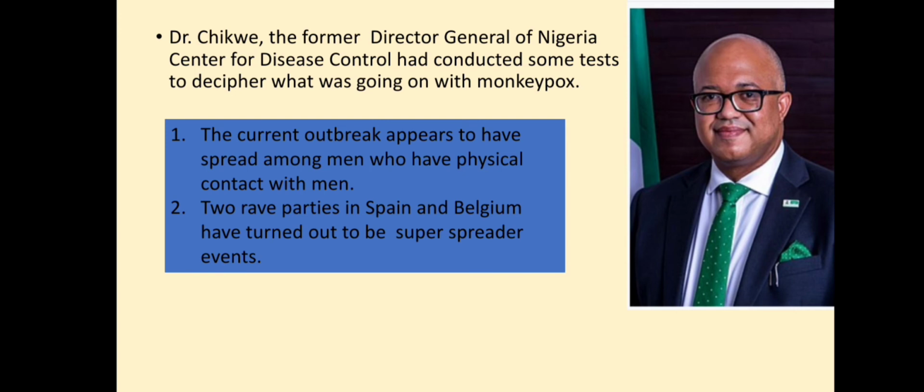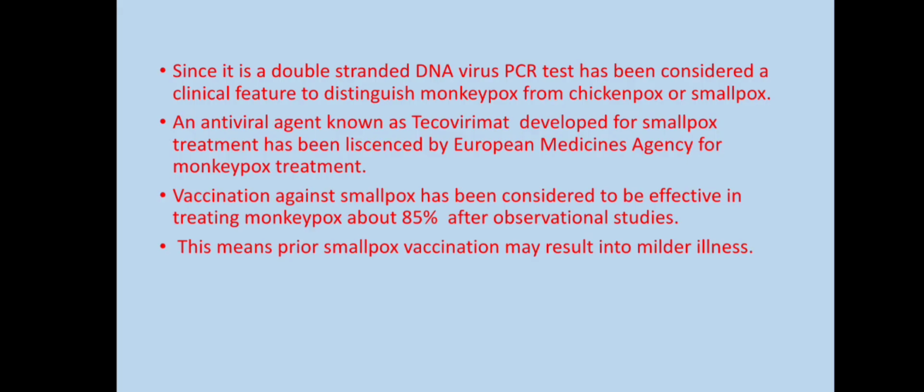In the recent past, we have seen that Dr. Chikwe, who is the current Additional Director General of WHO, later the former Director General of Nigeria, has conducted several tests to decipher what was going on with monkeypox and its characteristics. In the newspapers, it has also been shown that rave parties conducted in the last week of May in Spain and Belgium turned out to be super spreader events, and in that way it has also been affirmed that human to human transmission is very fast in this disease.